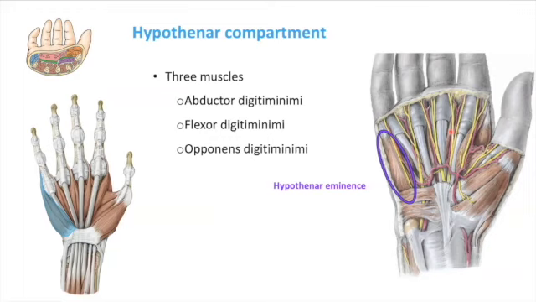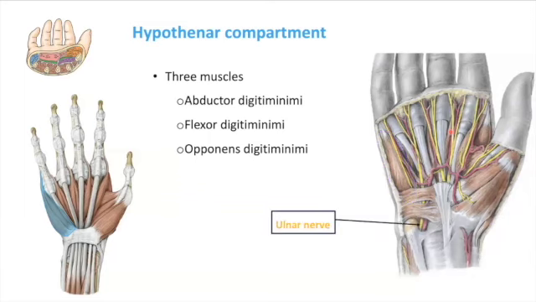But similarly, like thenar, it's composed of three muscles: abductor digiti minimi, flexor digiti minimi, and opponens digiti minimi muscles. The muscles are the same. And the muscles in the hypothenar compartment, they are innervated by ulnar nerve. So this is ulnar nerve, and it gives a branch that supplies the hypothenar muscles.